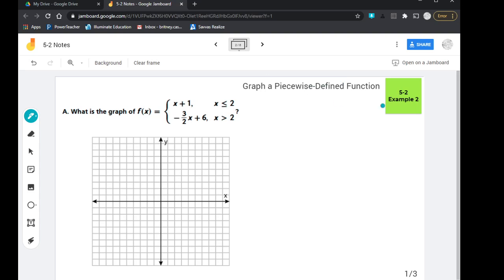In this video, I'll be covering example 2 from section 5-2 in the SavvasRealize Algebra 1 textbook. So in this example, we are focusing on graphing a piecewise-defined function.